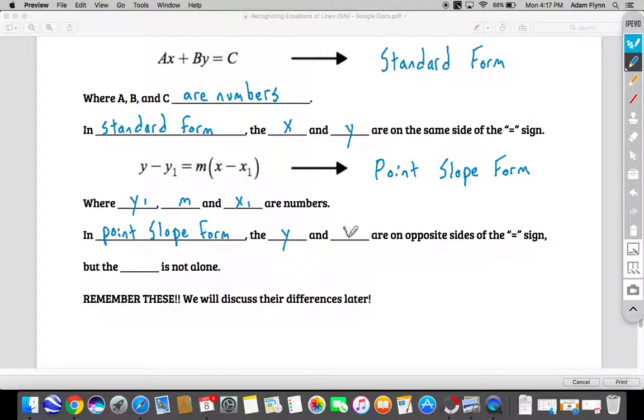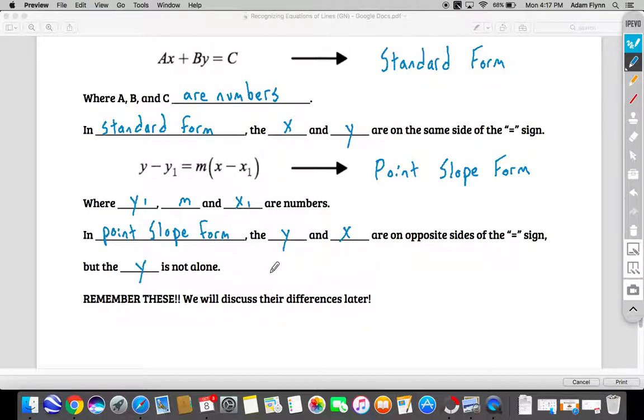the y and x are on opposite sides of the equal sign, but the y is not alone. Okay? In this last part, but the y is not alone, is very important because if you go up and take a look at slope-intercept form, the y and x are also on opposite sides of the equal sign, but the y is alone. So you could replace this y1 with plus 4, minus 5, doesn't matter. Okay? If the y is not by itself over here, and the y is on the opposite side of the equal sign from the x, it will be in point-slope form.